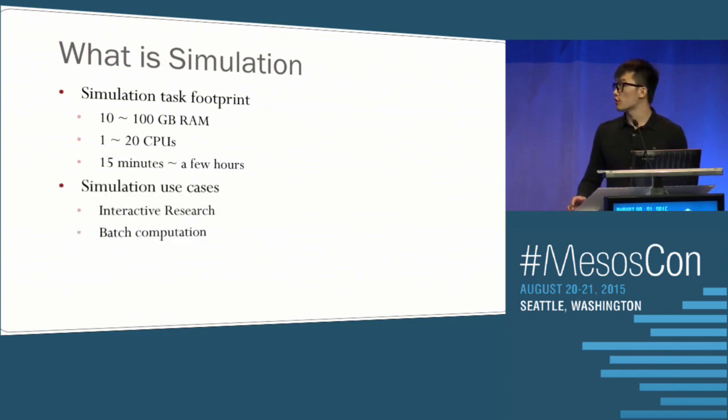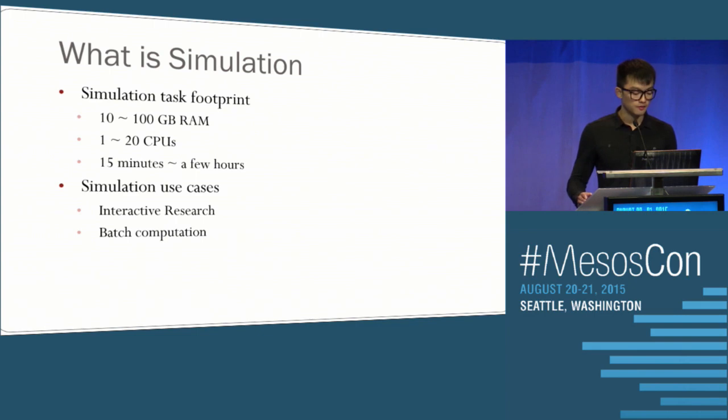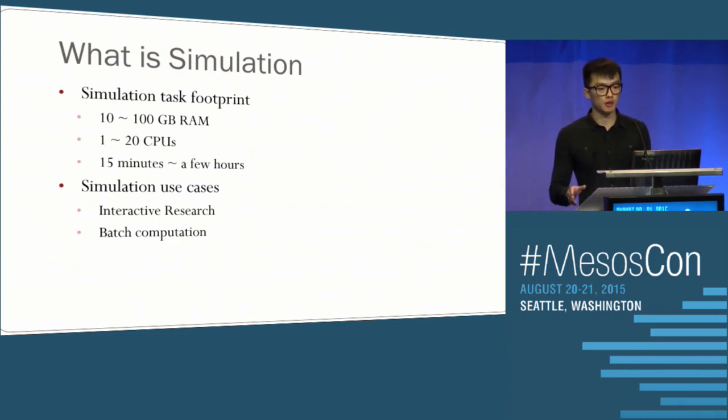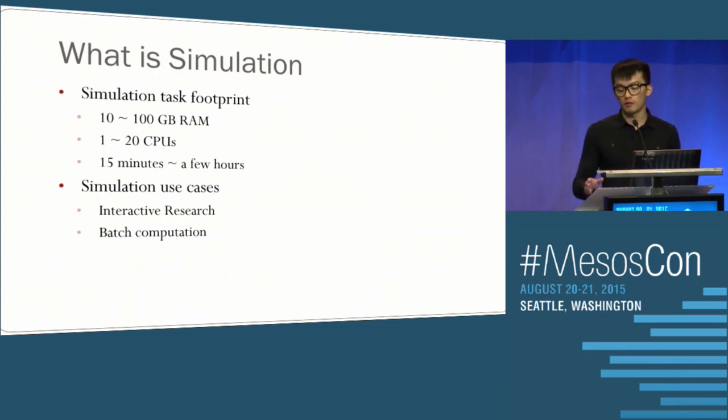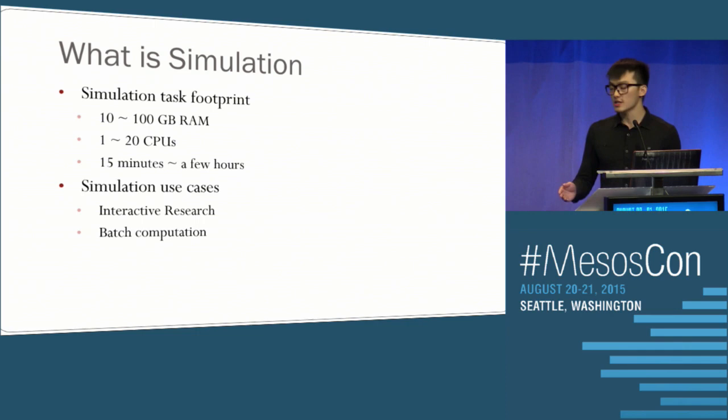And people run simulations for all kinds of different purposes, but mostly there are really two major use cases here. The first is called interactive research. This kind of simulation workload consumes a relatively small amount of memory and CPU, and runs much, much faster. They run about half an hour to an hour, and people are usually actively waiting for the result. So they want to see the result to decide what to do next. It's a latency-intensive workload.